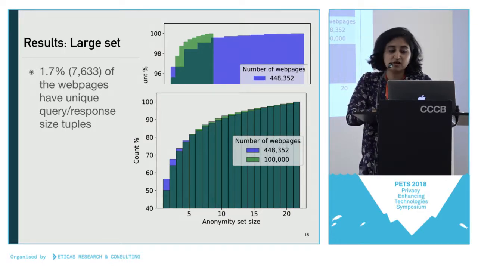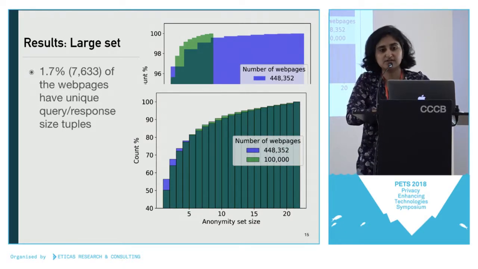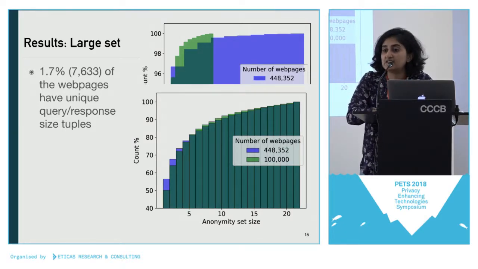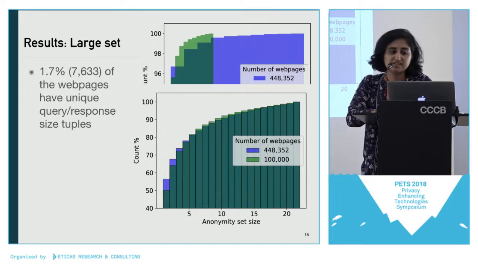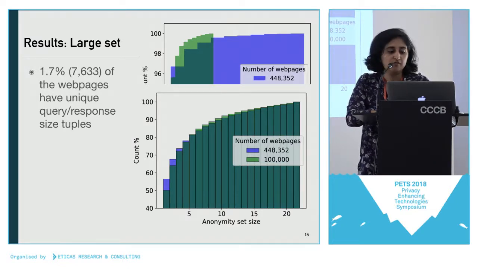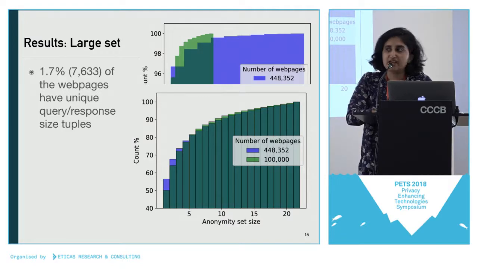So what we see is that 1.7% of the web pages that we analyzed have an anonymity set size equal to 1, which means that they have unique query and response size tuples. So you can actually uniquely identify these web pages just based on the packet sizes. If you look at the list of the web pages that we got, these include pages related to healthcare data. For example, there was a page for cancer screening. We had financial web pages. There was a page where the idea was to calculate your credit score. And then there are a lot of pornographic web pages as well, which could possibly come under censorship.